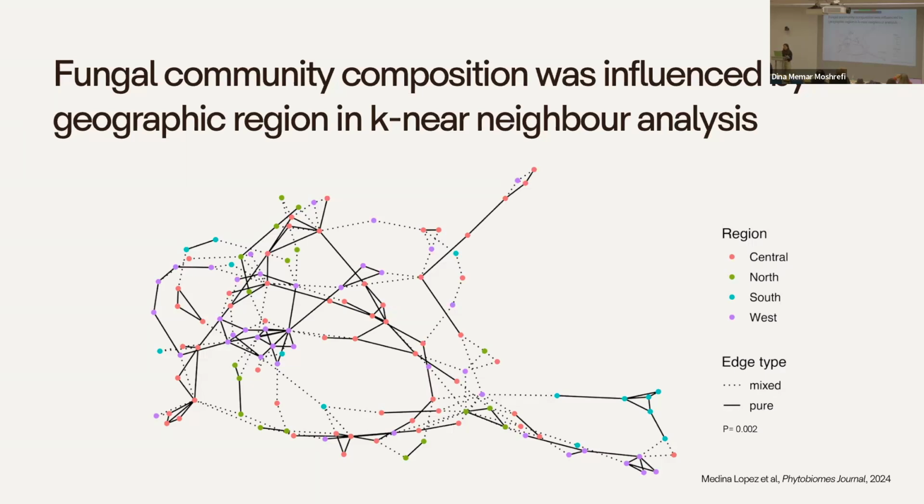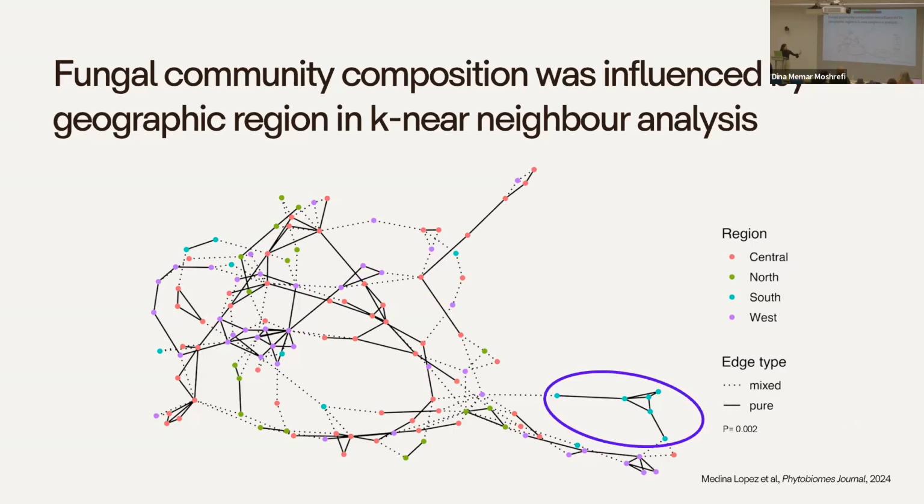And what we found was that within this network, there were several modules that corresponded to regions that were all formed in pure edge types. Here, I've pointed out an example of a module for the central region.